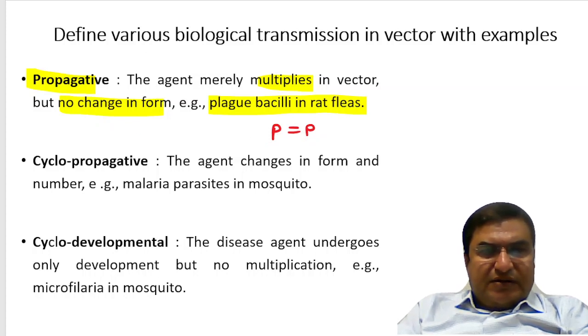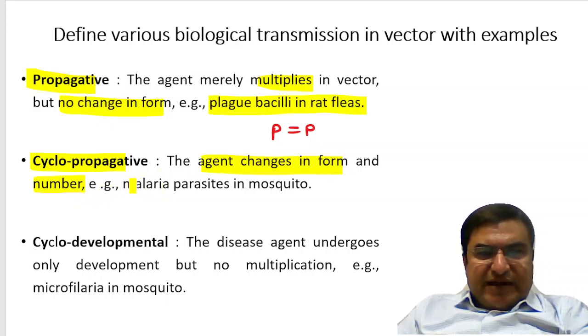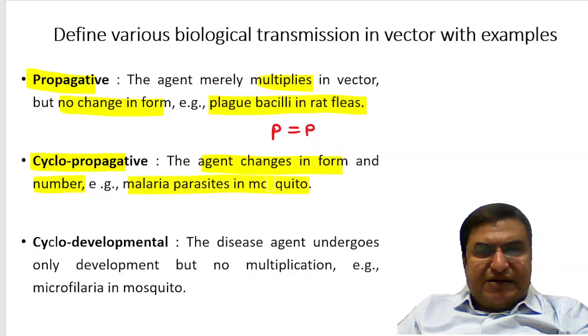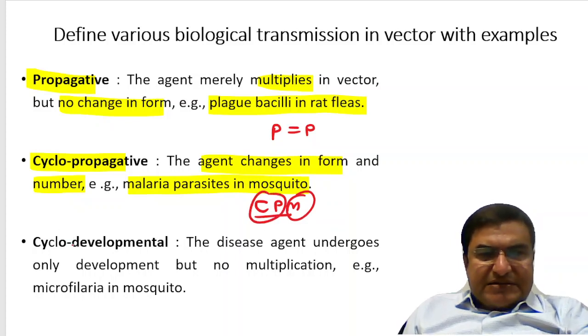Another important biological transmission is cyclopropagative. What happens in cyclopropagative? The agent changes in form and number also. So cyclo as well as propagative. Form is changed as well as number is changed. The example is malaria parasite in mosquito. How can we remember this type of biological transmission? The mnemonic CPM, cyclopropagative malaria.